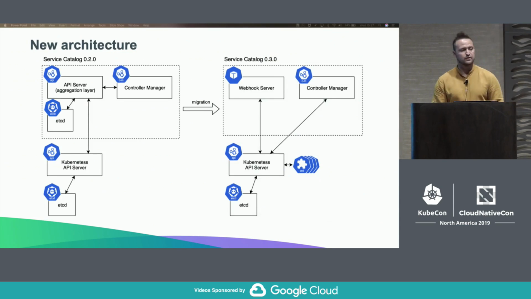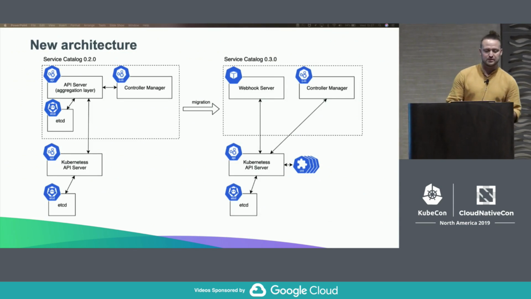So in the new Service Catalog version, we get rid of the API server and etcd storage and replace that with the CRD approach. We also added a webhook server, which allows us to intercept CRUD requests, so we can set some defaults or validate manifests before storing them in etcd.